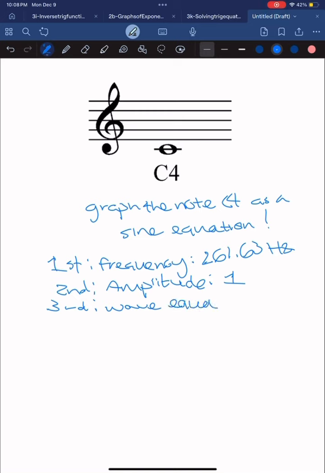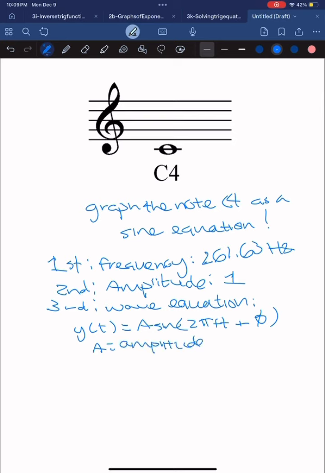The third thing we have to find is the wave equation, which follows the same format as a regular sine equation. This equation will be y equals the amplitude times the sine of 2 pi times the frequency times time plus the phase shift. Now we're going to explain what every part is.